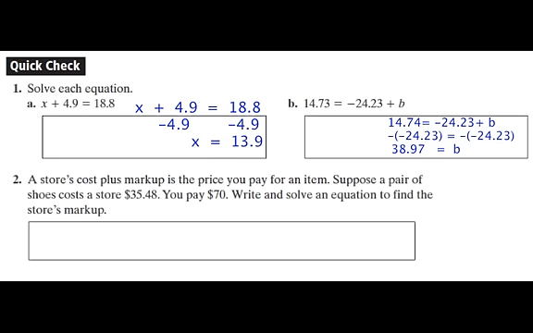Now try quick check number 2 on your own. A store's cost plus markup is the price you pay for an item. Suppose a pair of shoes costs a store $35.48. You pay $70. Write and solve an equation to find the store's markup.